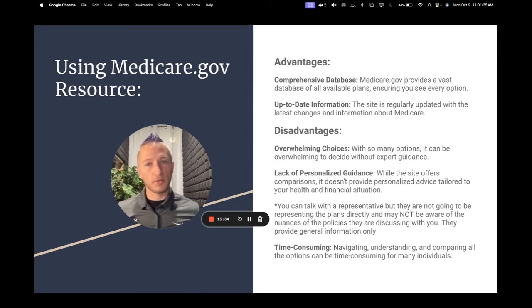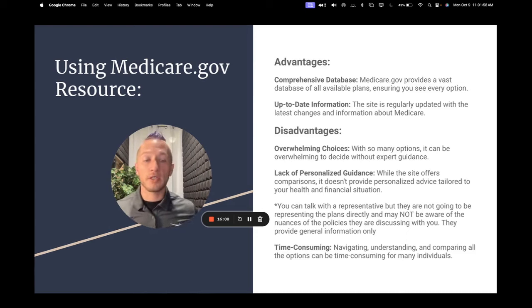A few advantages of using the Medicare.gov resource is it's going to be a comprehensive database. You're going to have all the insurance options available to you within that portal, and you're going to have the most updated information available on that portal to you as well. Some disadvantage, though, is since there are many options to choose from, it could be a little overwhelming at times. You also have a call center available to you, but note that the representative is just going to provide you some generic information. They're not going to actually have plan specifics or details like how an independent agent would. And it could be time consuming doing all the research on your own.